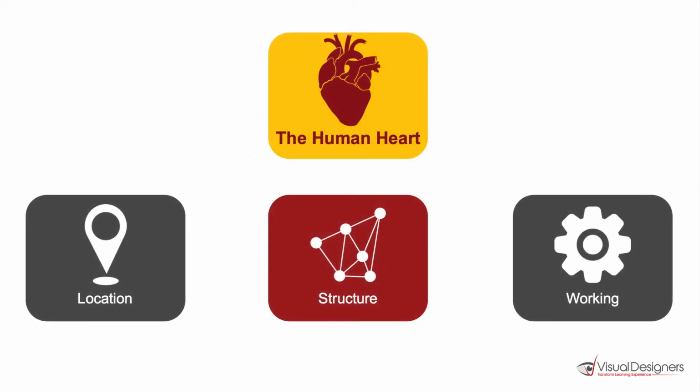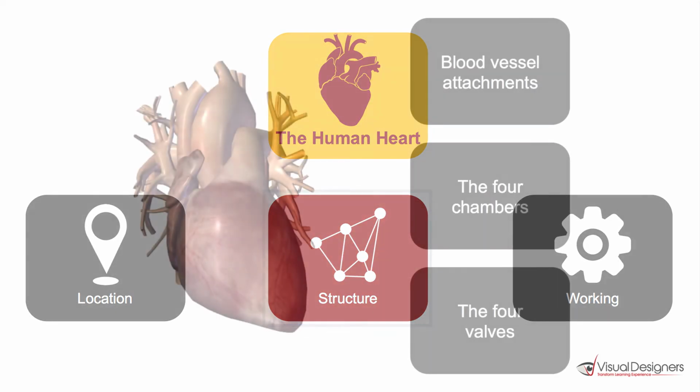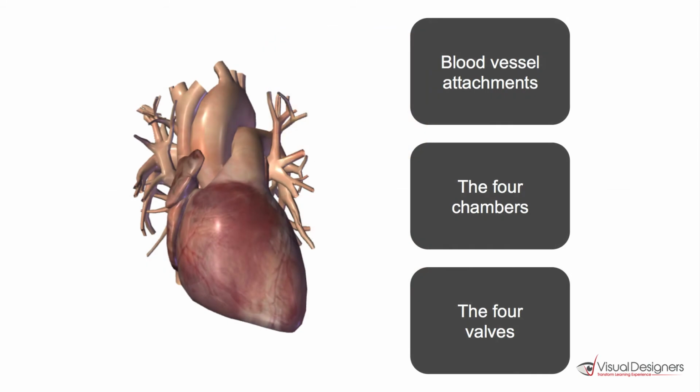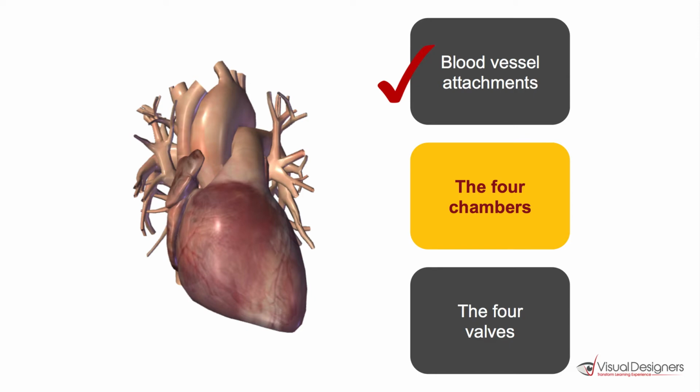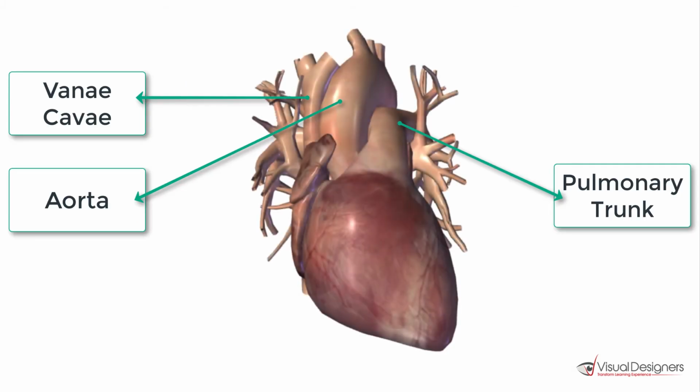So, post-viewing the blood vessel attachments to the circulatory system, let's now come to the structure of the heart. To put it simplistically, a heart's structure can be said to have 3 components: the blood vessel attachments, the 4 chambers, and the 4 valves. We have already discussed the blood vessel attachments, so let's proceed with the 4 chambers of the human heart.